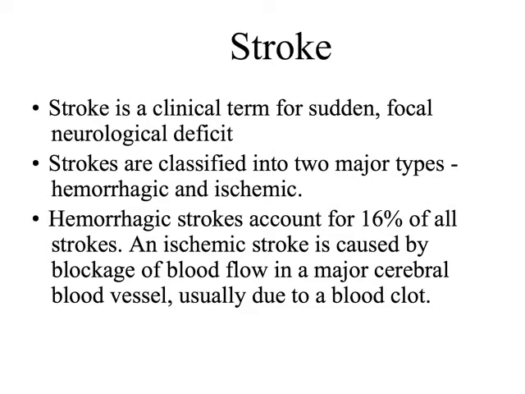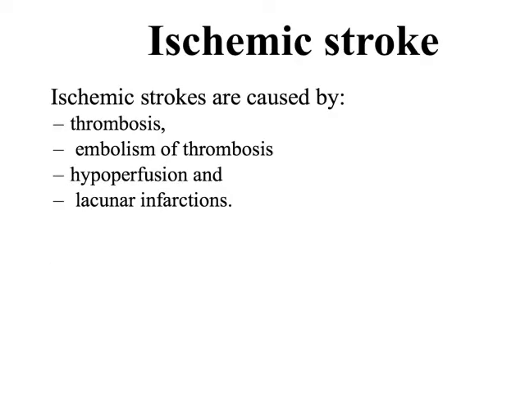And ischemic stroke is caused by a blockage of blood flow to a major cerebral blood vessel, usually due to a blood clot. Okay? So we're moving from outside the brain, like in the dural matter, the dural sac, or within the ventricles, to areas within the brain, now within the cerebrum. So they can be caused by thrombosis, an embolism, hypoperfusion, so not enough blood perfusing through the brain, and then infarctions within these little tiny arteries.